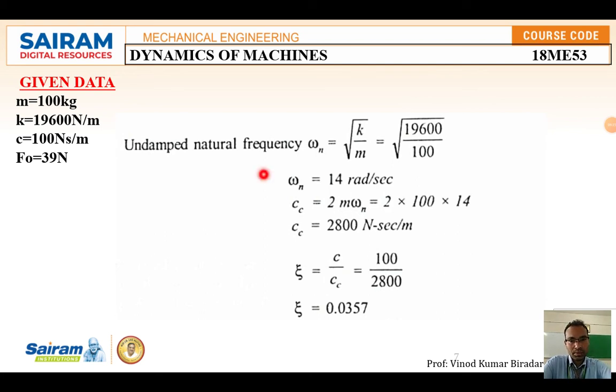Also this is a very important formula: Cc is equal to 2 m omega n. Sometimes you are going to use it directly in the equation, in an upcoming problem. Cc is the critical damping, and C is the damping. This is very important; they may ask this question in competitive exams also: calculate the damping factor zeta. They may give C and Cc, so just substitute and you get this value.